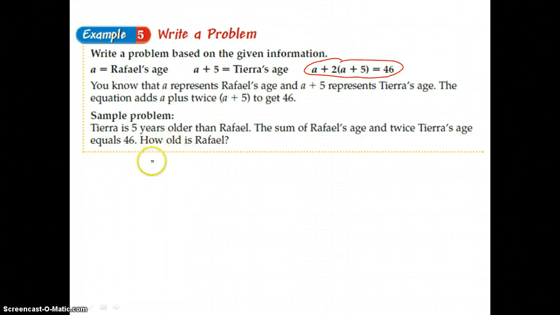So here is a sample problem you can write. Tierra is 5 years older than Raphael. That comes from here, Tierra's age, Raphael's age plus 5. The sum of Raphael's age and twice Tierra's age equals 46. How old is Raphael? So here you go. Here's Raphael's age, and the sum of twice Tierra's age equals 46, and then you can ask how old is Raphael, because you haven't done it yet, but you can solve for A and find out how old he is.